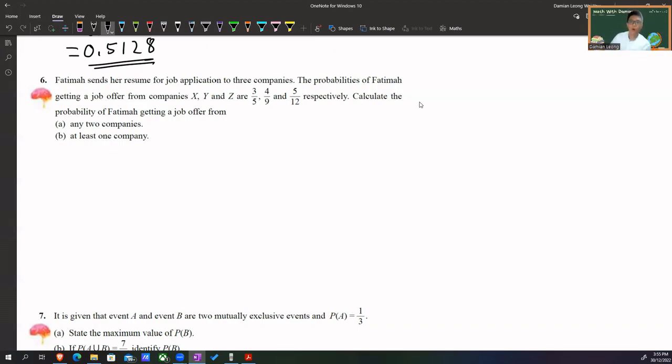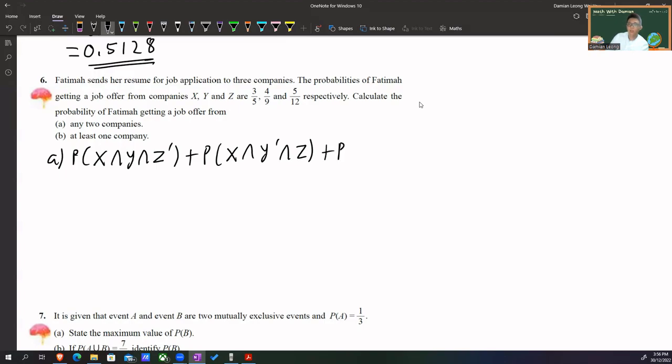Okay, so we have to consider all the conditions. Probability, company X and company Y, but not company Z, or company X, not company Y and company Z, or not company X, but company Y and company Z. Offer from company X, 3 over 5, times getting offer from company Y, 4 over 9, and getting from Z is 5 over 12, means not getting will be 1 minus the probability, 1 minus 5 over 12, 7 over 12.